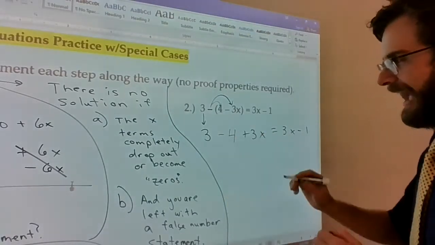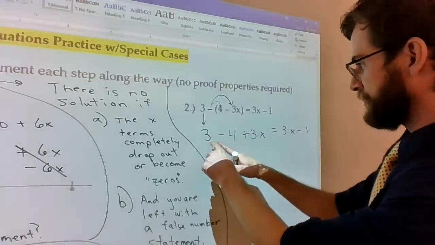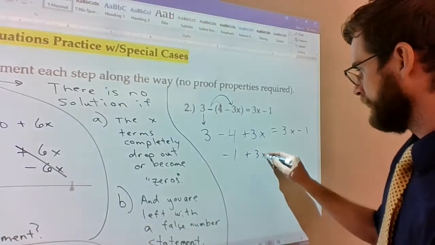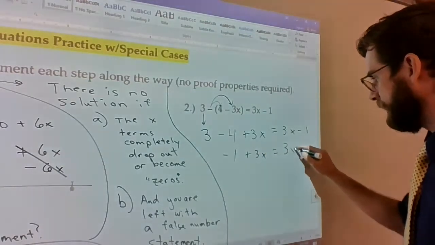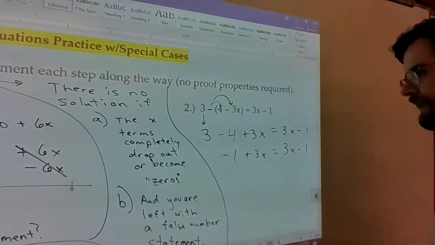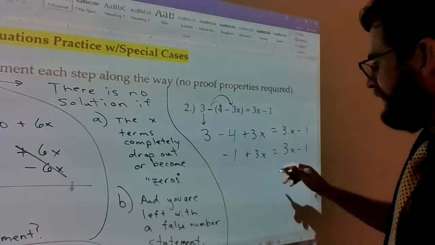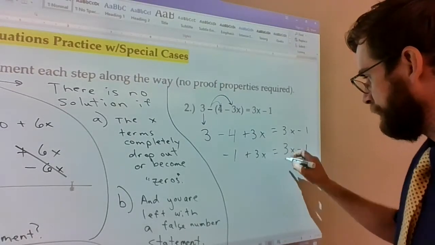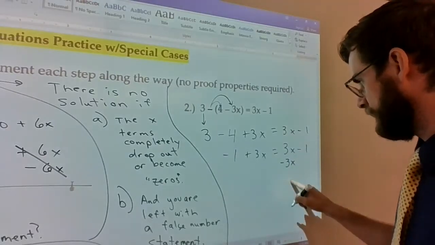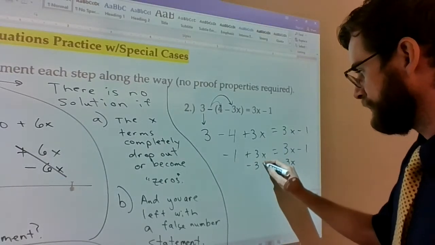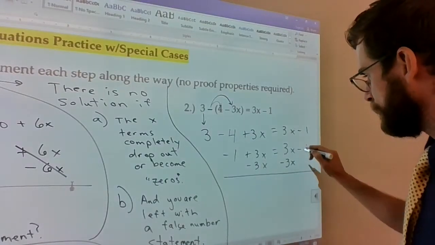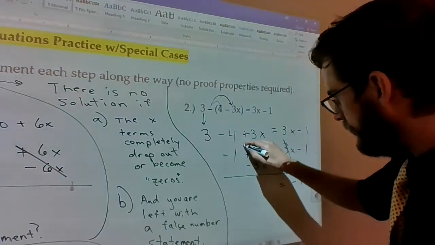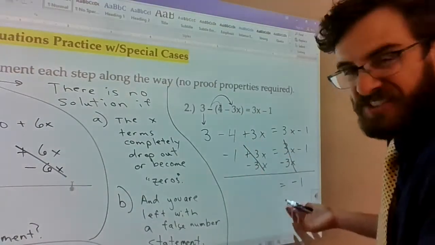All right, after the distributive property, we're going to just simplify the left-hand side. So I can do 3 minus 4, that's negative 1. The right-hand side's already simplified, so I'm just going to rewrite it. And then, of course, we're going to try to make it look like a simpler problem by getting the x's together. So I'm going to take this positive 3x, subtract 3x from both sides. So it zeros out on the left and zeros out on the right. So I get 0 minus 1 on the right, and I get minus 1 plus 0 on the left.